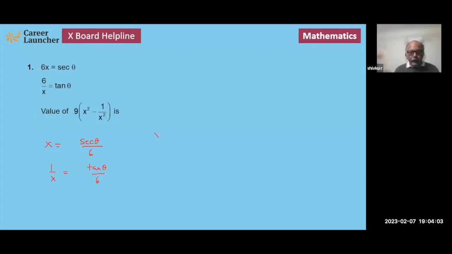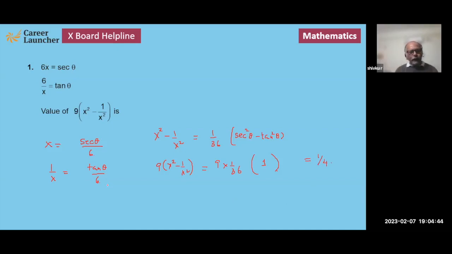So if I want to find out x squared minus 1 by x squared, that is equal to 1 by 36 into secant squared theta minus tan squared theta. So 9 into x squared minus 1 by x squared will be equal to 9 into 1 by 36. And we already know the relationship secant squared theta is equal to 1 plus tan squared theta. So this value is 1, and hence the answer will be equal to 1 by 4.